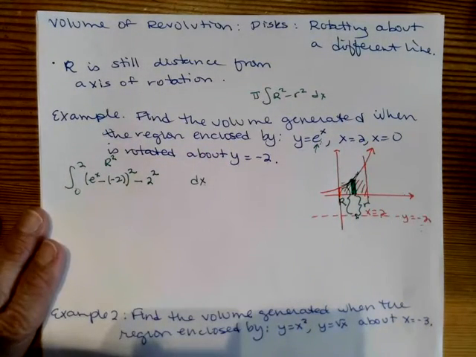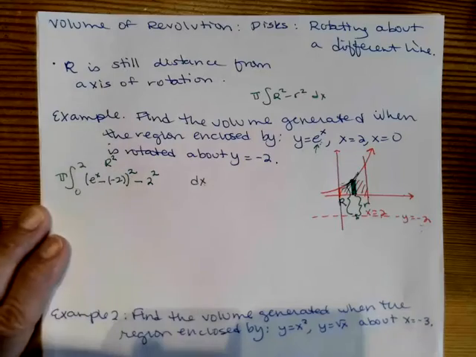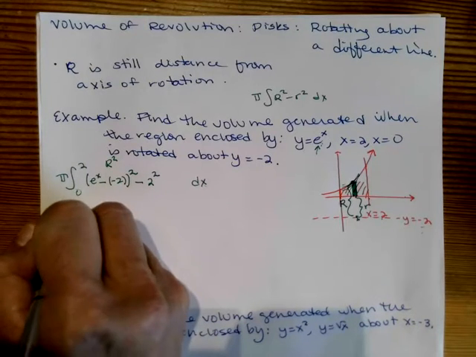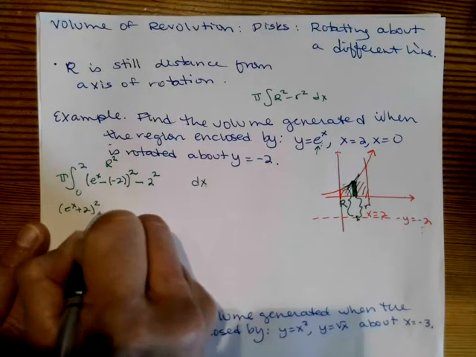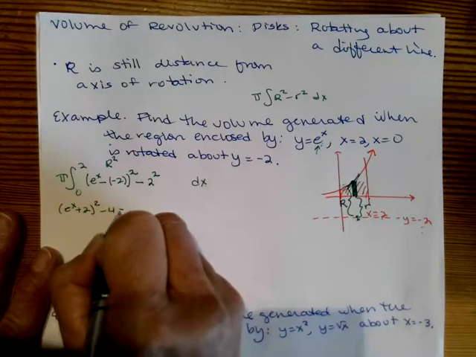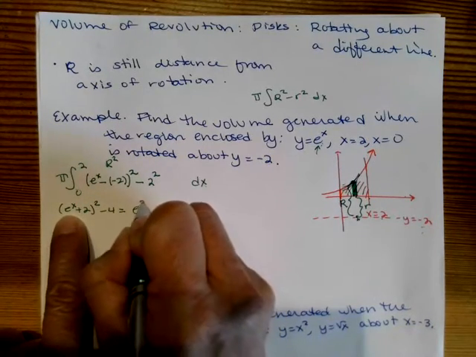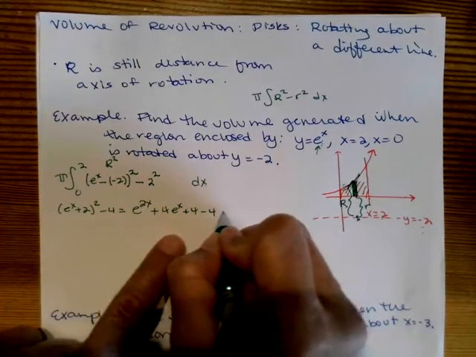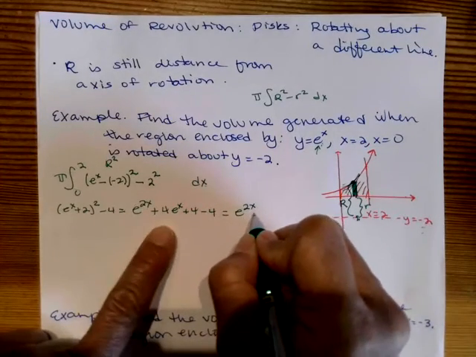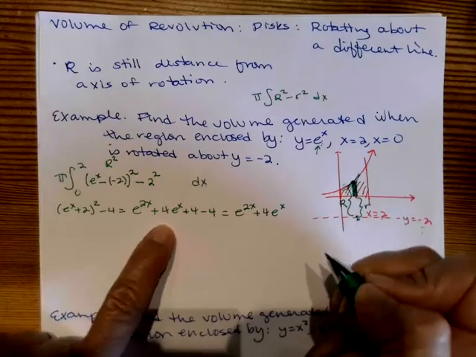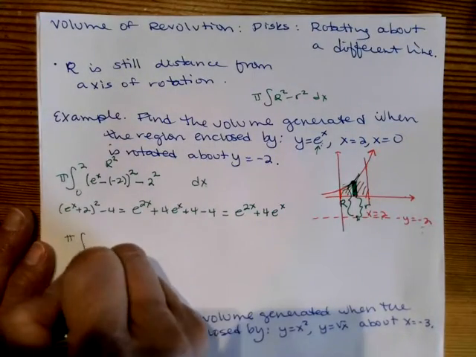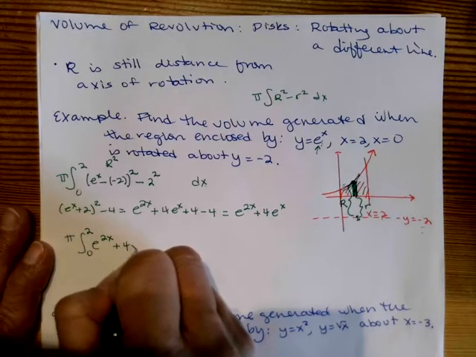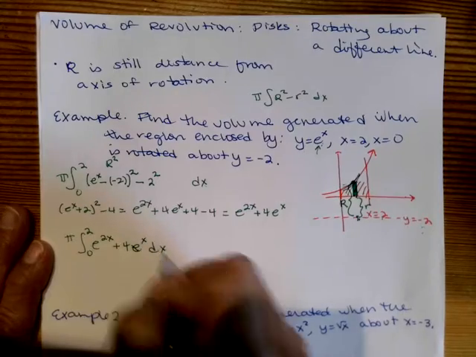Okay, and then remember the pi out front, absolutely. I'm going to do some algebra in here and let's see where we go. So I've got e to the x plus 2 squared minus 4. I'm just tidying up that integrand. So e to the 2x plus 4 e to the x plus 4 minus 4. My integrand all tidied up is e to the 2x plus 4 e to the x. So that's what I want to integrate, and I'm just getting it copied down here, dx.